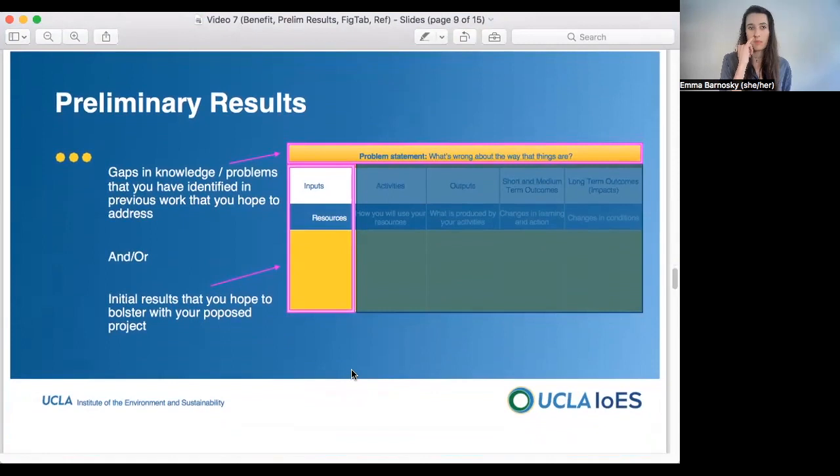So this may come from your problem statement. It may be that in a previous project, you identified gaps in knowledge or other types of problems that you hope to address through this proposed project. And/or you may also find it in your input section of your theory of change logic model. That may be just initial results that you hope to bolster with your proposed project.